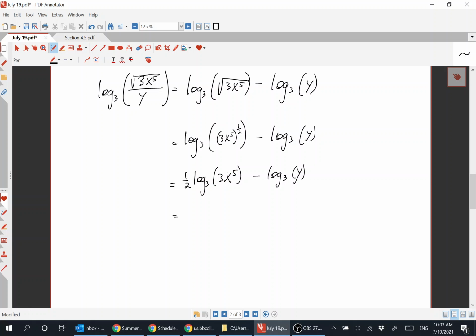Now I have a product. So the log of a product is the sum of the logs. Now, since we're replacing one term with two terms, I have to make sure I put parentheses there if I'm multiplying it by something.